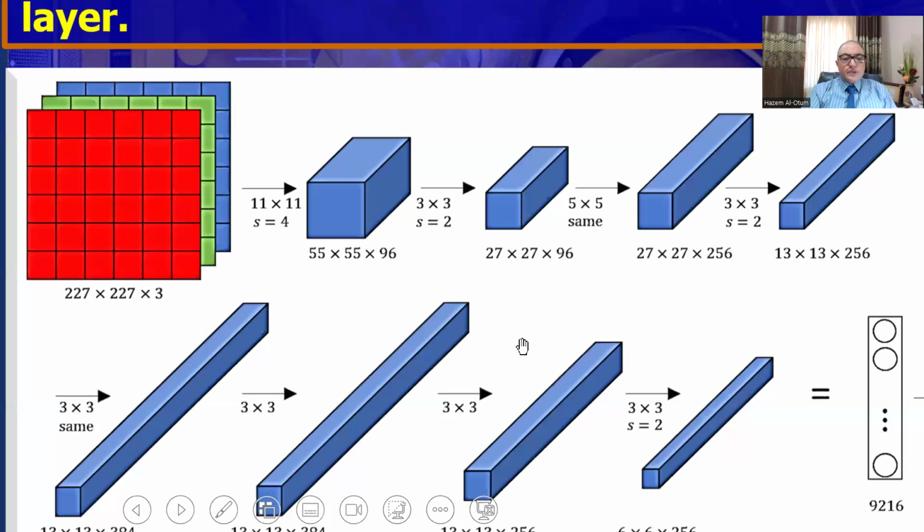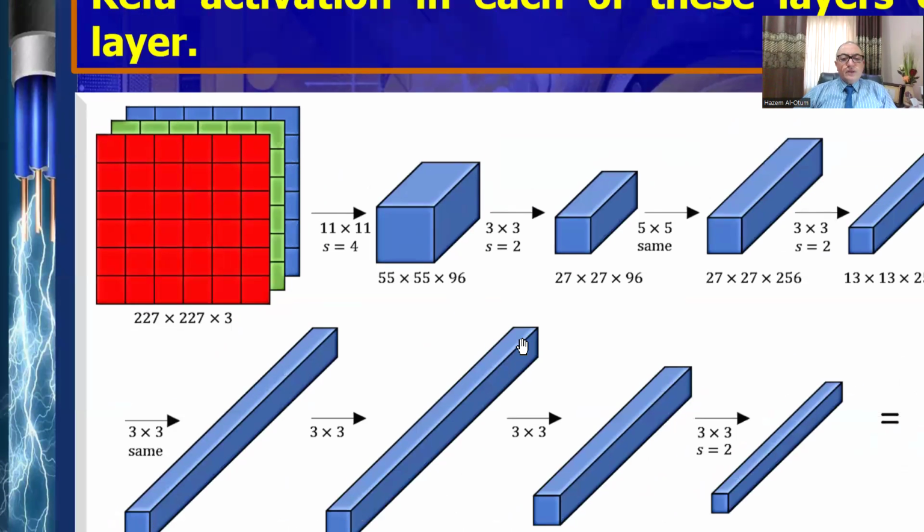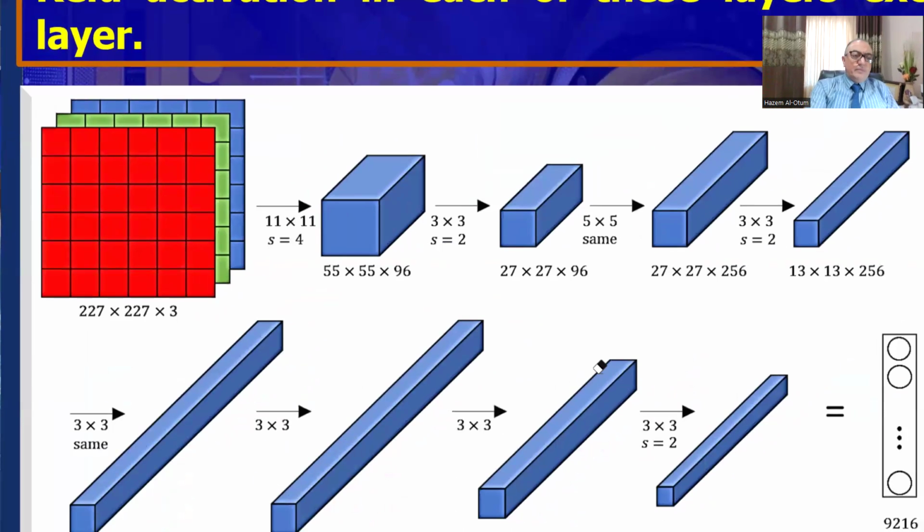Here we are going to use different CNNs, convolutional neural networks. As you see from the first part here, we can see that this is a convolution layer with a kernel size of 11 by 11.